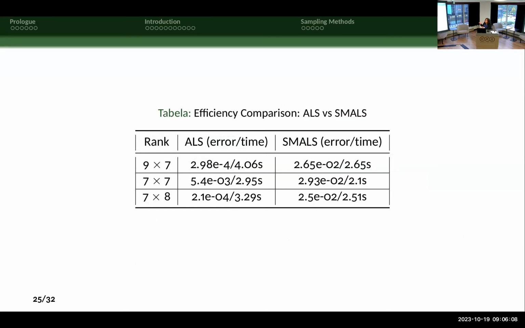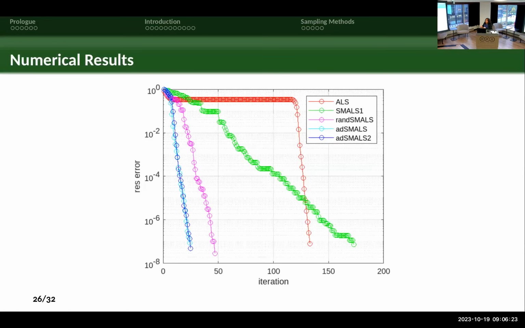But if you just want an approximation, maybe you don't really care so much about the error, then I would use SMALS and then maybe stop the algorithm and then initialize your ALS to finish it off with a much better accuracy. So we did a little bit more testing on ALS.